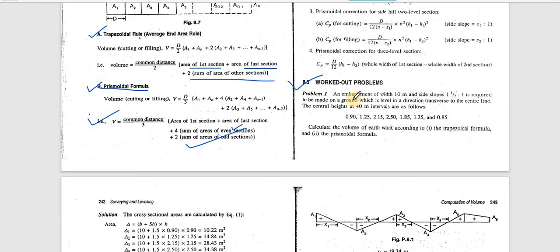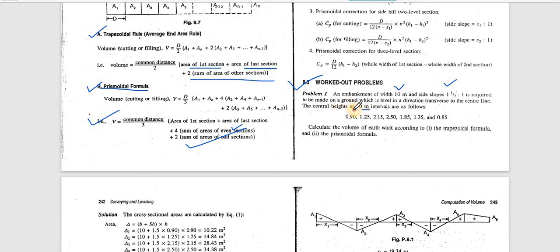So the first problem is what? An embankment of width 10 meter and a side slope of 1.5:1 is required to be made on the ground, which is level in direction transverse to the center line. The central height is 40 meter, intervals are as follows. So there is an embankment which is having a width of 10 meter and a side slope of 1.5.